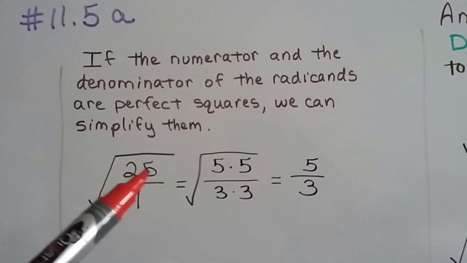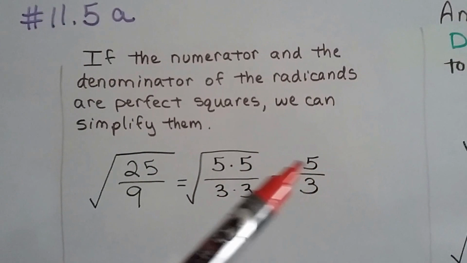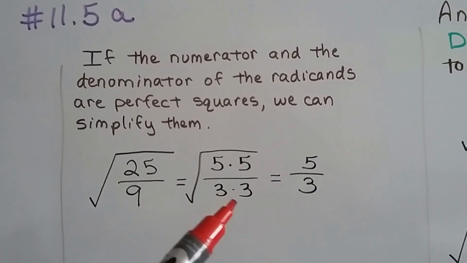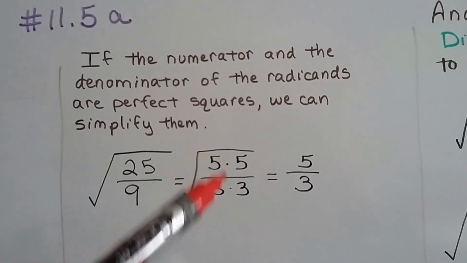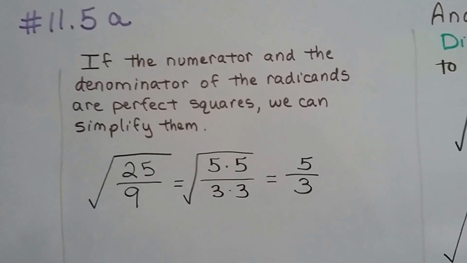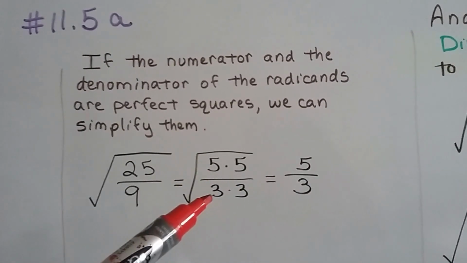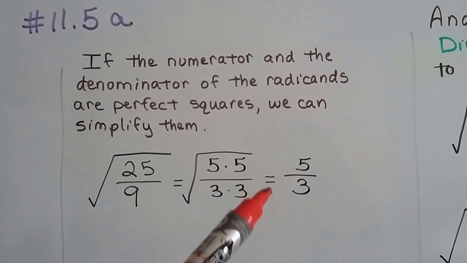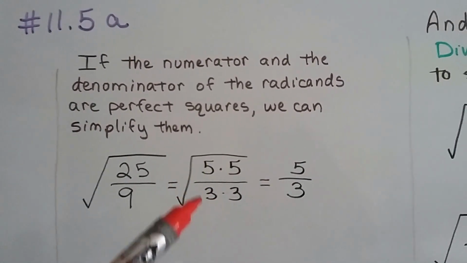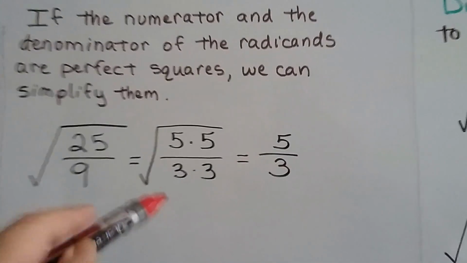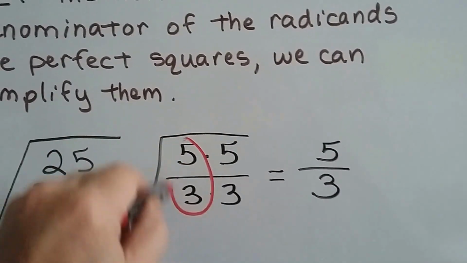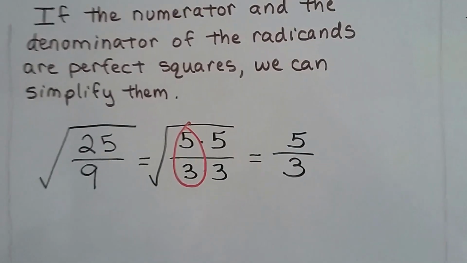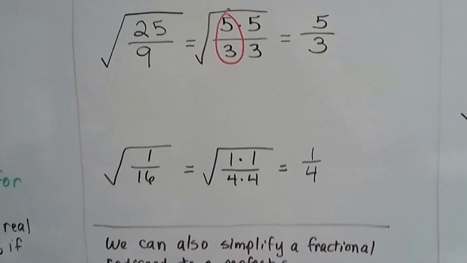Square root of 25, that's 5 times 5, and 9 is 3 times 3. We take one of these, because this is essentially 5 squared over 3 squared, isn't it? When we find the square root of this, we just take one of them, don't we? Our answer is 5 over 3, 5/3.